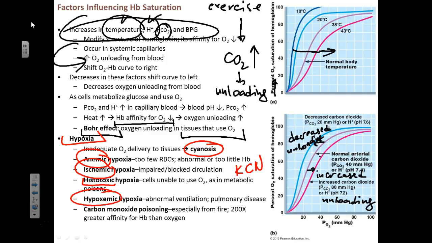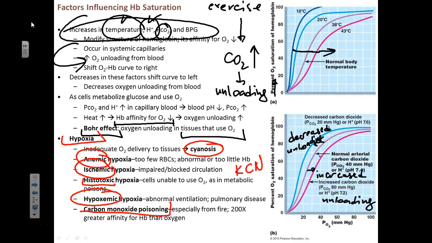Hypoxemic ventilation problems. Okay, like in case of emphysema, you can see people with emphysema or chronic obstructive pulmonary disease. They often have a cyanotic, kind of bluish hue of their lips. You can just notice it there. And carbon monoxide poisoning. That's what you were referring to. So this works at a slightly different level.